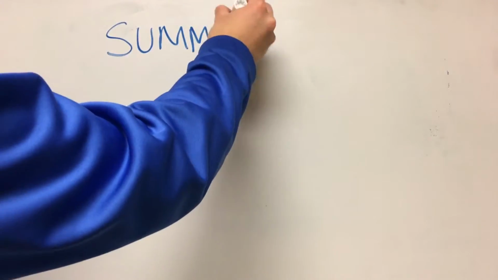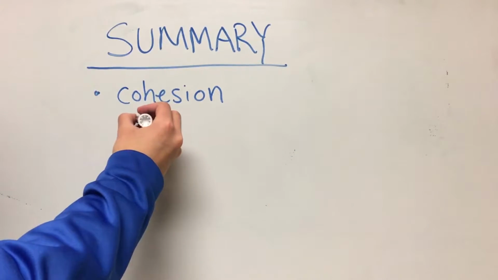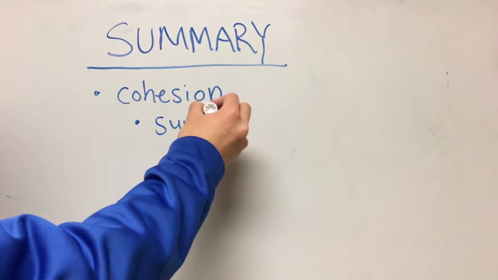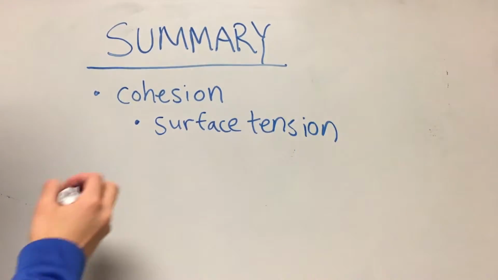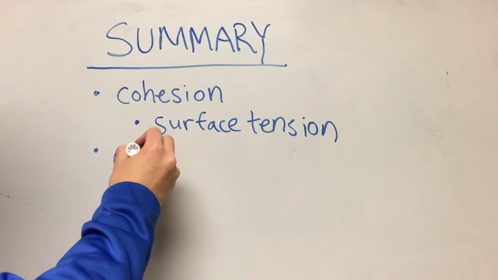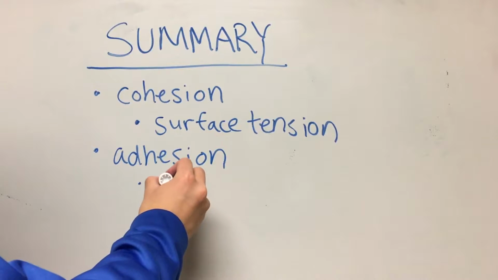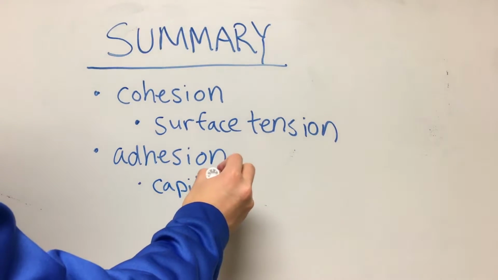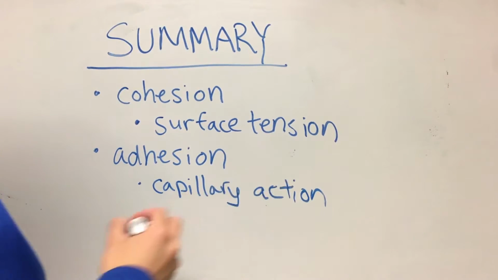So in this video, we learned all about the different properties of liquids. Let's summarize all of them. Cohesion is the attraction between like molecules due to intermolecular forces, and these cohesive forces become stronger at the surface of a liquid, creating surface tension. Adhesion is the attraction between different molecules, also due to intermolecular forces, and cohesion and adhesion work together in a process called capillary action, in which a liquid is able to crawl up the sides of a vessel.